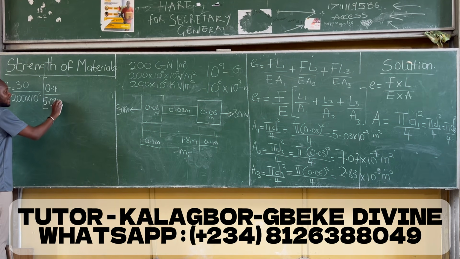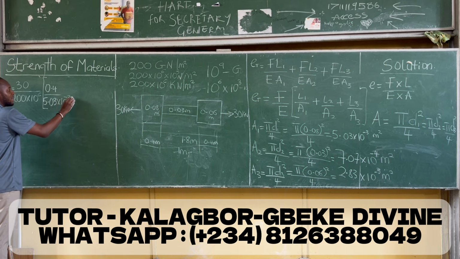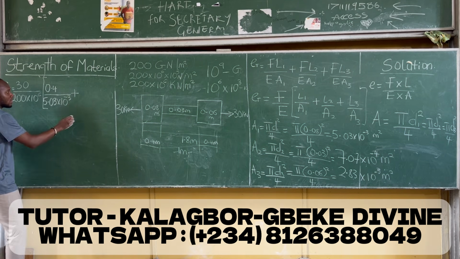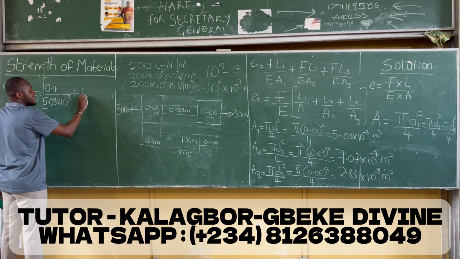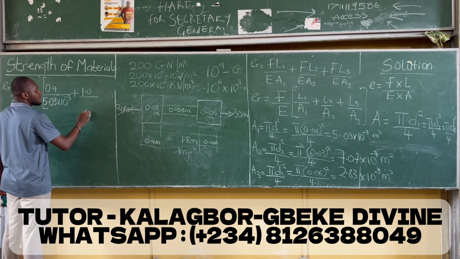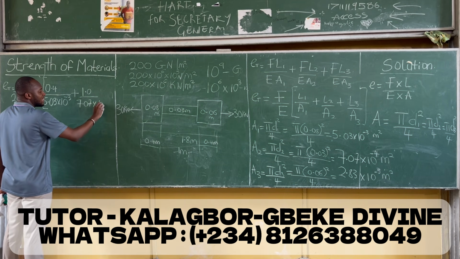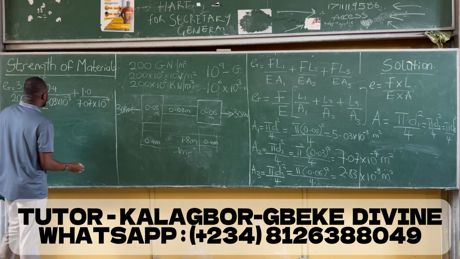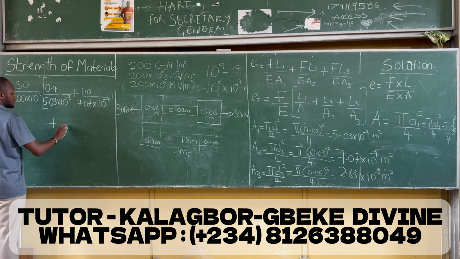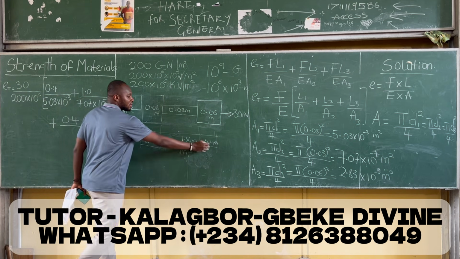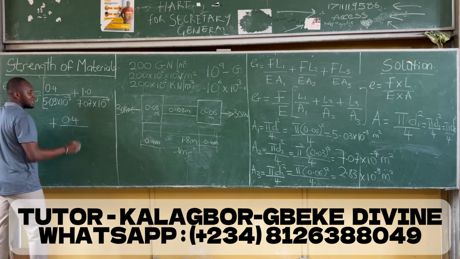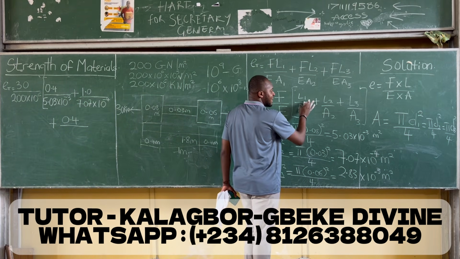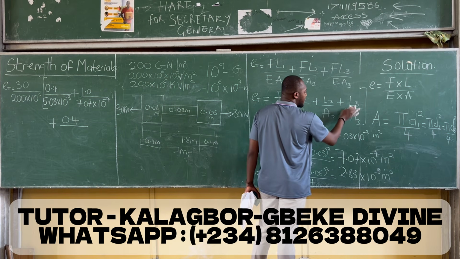5.03 times 10 raised to the power what? Minus 3, plus 1.0 over what? 7.07 times 10 raised to the power what? Minus 4, right? All right. Plus 0.4, that's L3, right? L3, that's this one. 0.4 times the area, that's A3. See the formula we are getting here: L1 over A1, L2 over A2, L3 over A3.